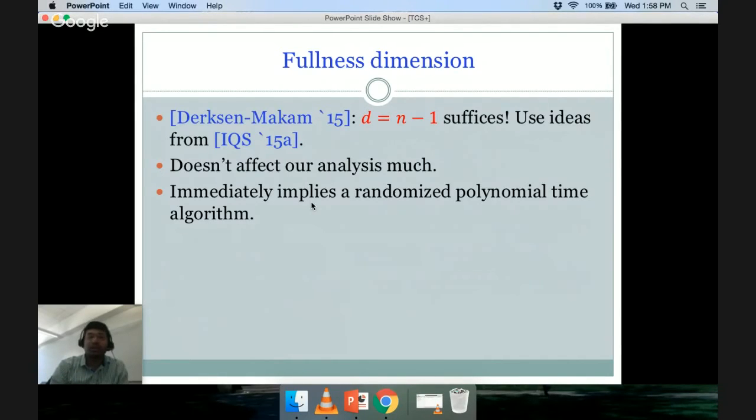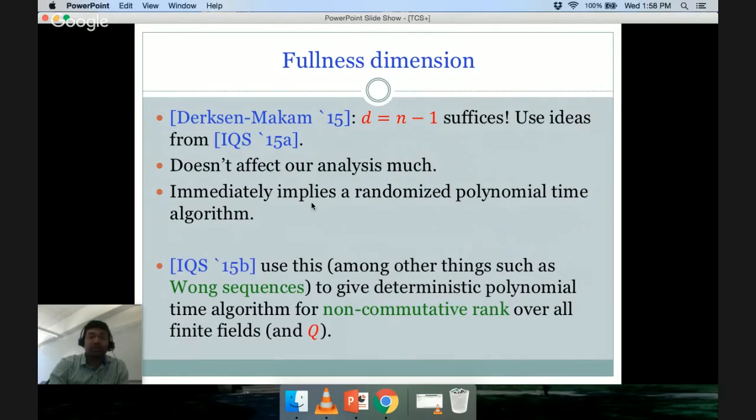Okay. In fact, this algorithm works over all fields. Ivanyos, Qiao, and Subrahmanyam, in their follow-up paper, use this bound among other things such as Wong sequences to give a deterministic polynomial time algorithm for non-commutative rank over all finite fields and also over rational numbers.